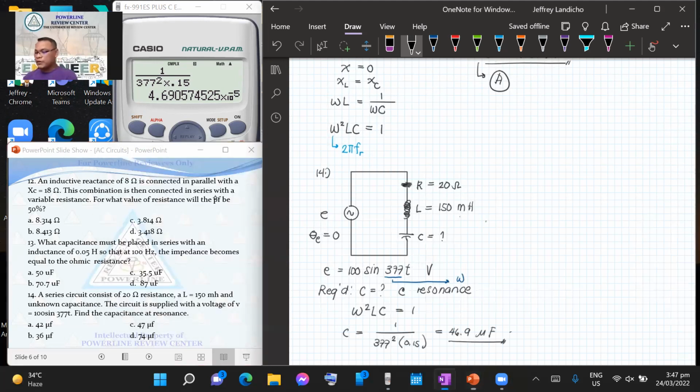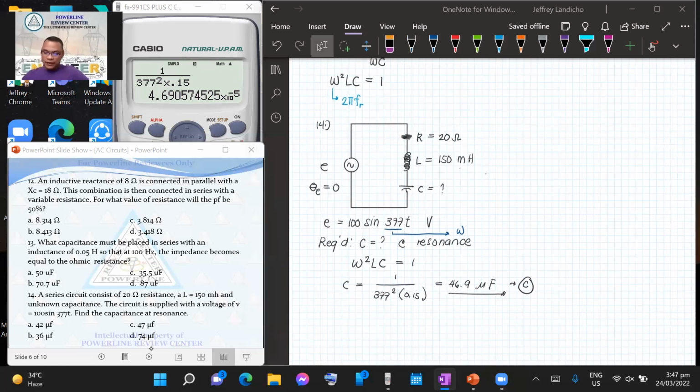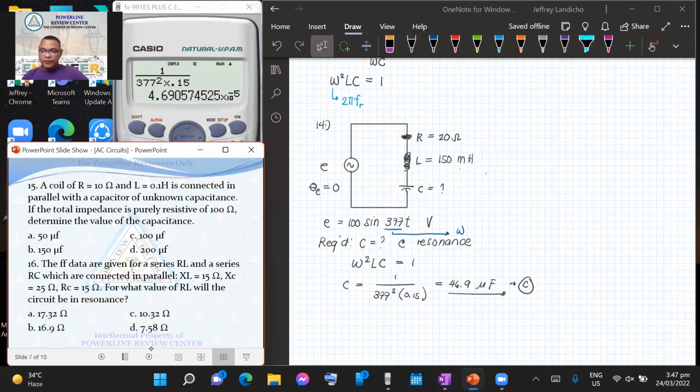46.9, 47 will do. That's time. Right? So that is only under series resonance. So one ko yung series resonance. So let us try for number 15.